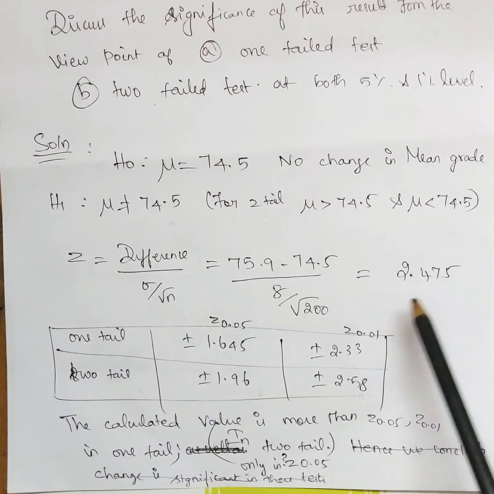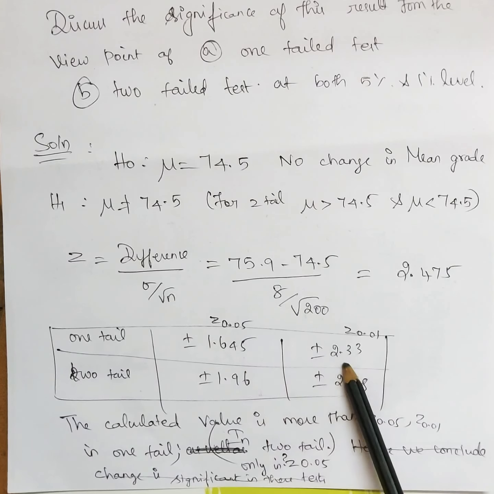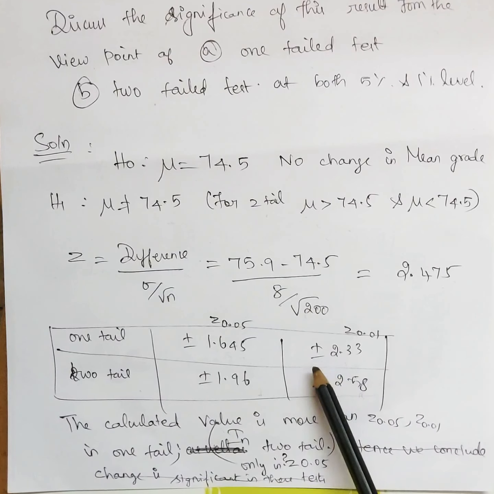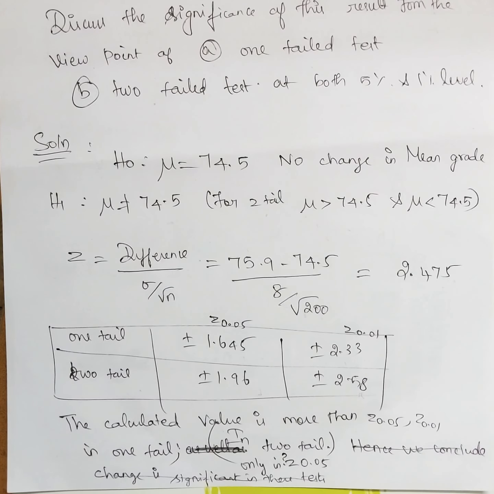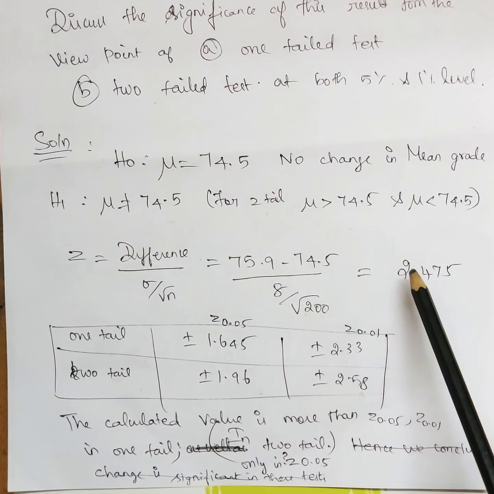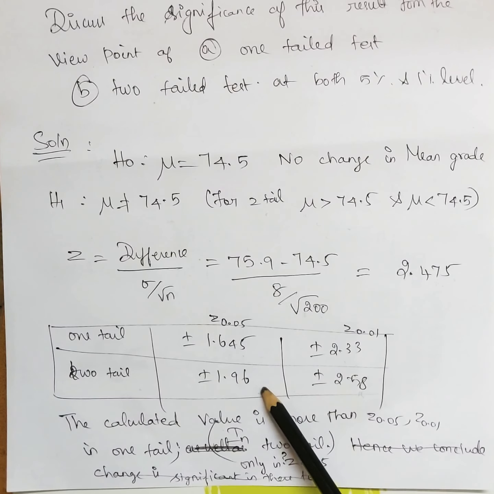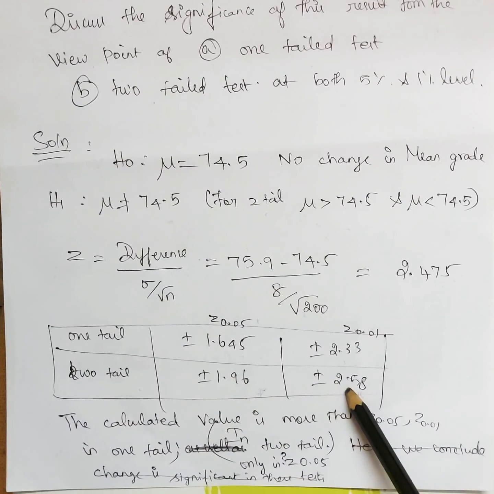We got 2.47, right? For one tail, 2.47 is greater than 1.645, greater than 2.33. So completely, if I take a one tail test, I am going to reject the hypothesis because both the values are greater. Now if you see two tail test, again 2.475 is greater than 1.96. We will reject the hypothesis at 5%. But here if you see at 1% significance level for this two tail test, 2.475 is less than 2.58.